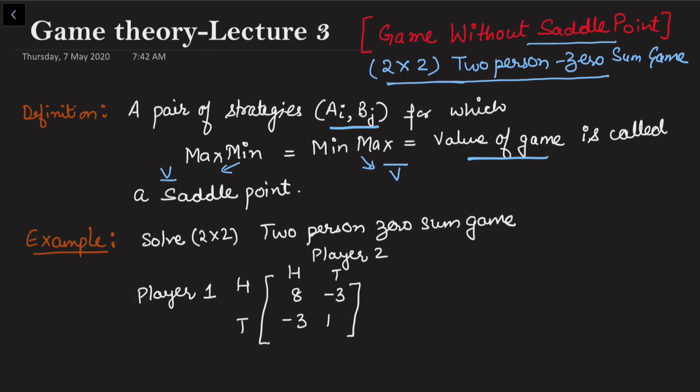Now consider this example where I want to solve this 2 cross 2 two-person zero sum game, and here we have player 1 and player 2. Suppose I apply the normal definition to find the saddle point, then what will happen? Because it is a payoff matrix for player A1, on this side I'm going to first find the minimum. The minimum profit is -3, and on this side it is -3. Then I want to choose the maximum of these two, that is -3.